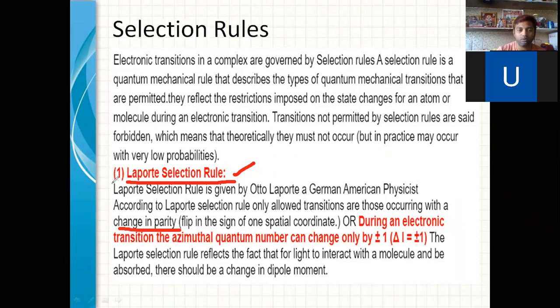Okay, this is one factor. The other factor: there must be a change in azimuthal quantum number or angular quantum number by +1 or -1. So this is the second factor. The Laporte selection rule reflects the fact that for light to interact with a molecule and be absorbed, there should be a change in dipole moment. This is for IR spectroscopy.